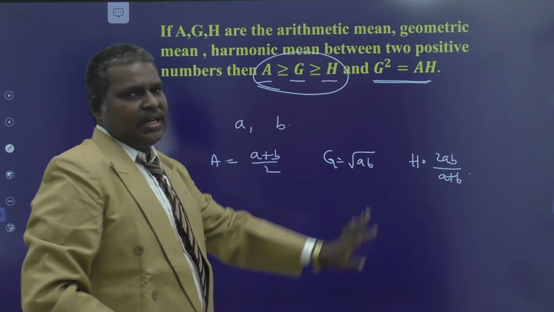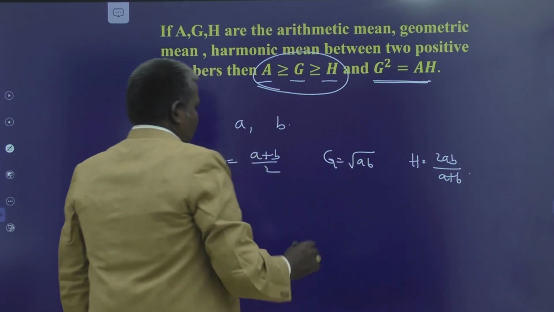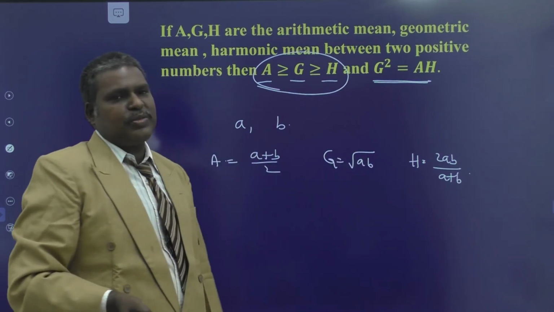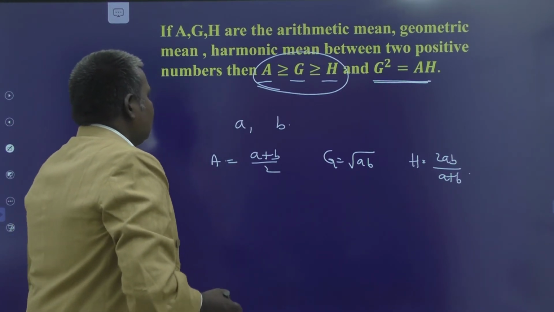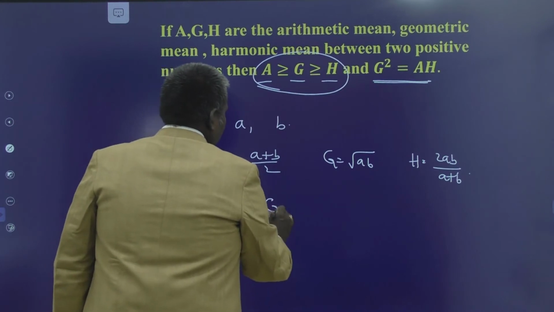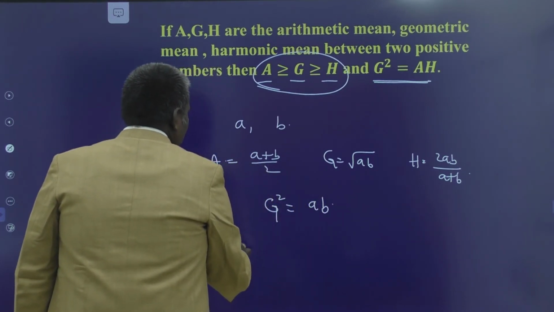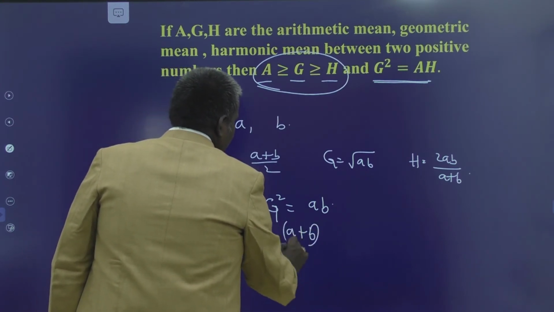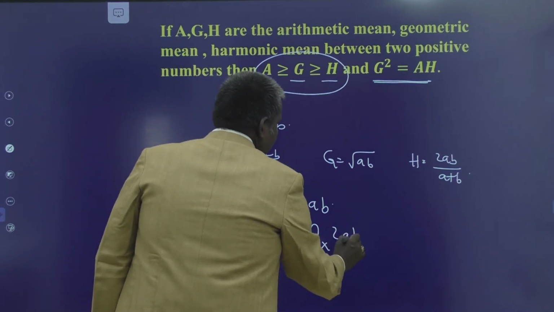Arithmetic mean, geometric mean, harmonic mean. (A plus B) by 2 is always greater than or equal to root AB. Root AB is always greater than or equal to 2AB by (A plus B). Equality holds good for A equal to B. Again, find the G squared value. What is the G squared value? AB. And find A into H. AH is equal to (A plus B) by 2 into 2AB by (A plus B).